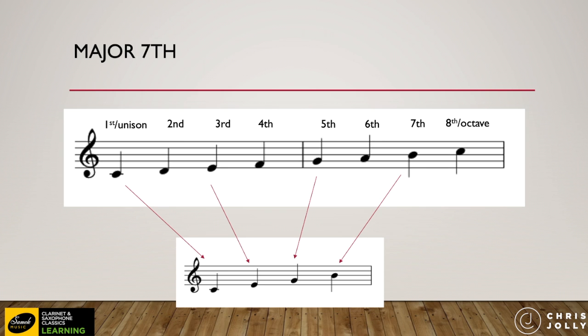Again, you can see how it's important that we always link the name of these scales, or the major seventh in this instance, to the degrees of the scale. If we know that the seventh degree of our C major scale is a B, we know that we're going to be able to put that in a little bit easier.